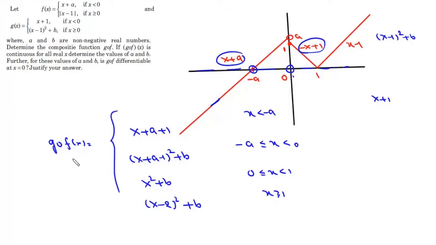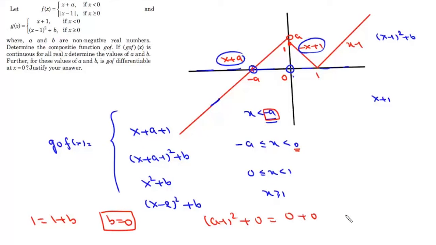Now it says this function is continuous. Now at minus a, the left hand limit is minus a plus a plus 1. So it will be 1. And here if we put x as minus a, it will be 1 plus b. That means the value of b is 0. Now if we look at 0, at 0 negative, it will be a minus 1 square plus b, which is 0. And here it will be 0, and plus b is also 0.